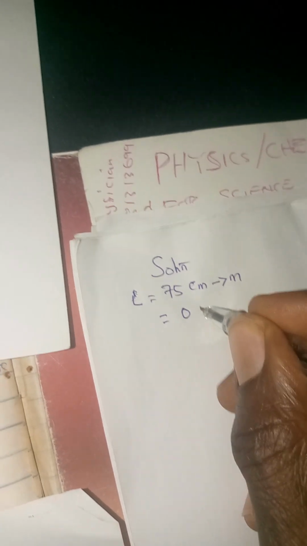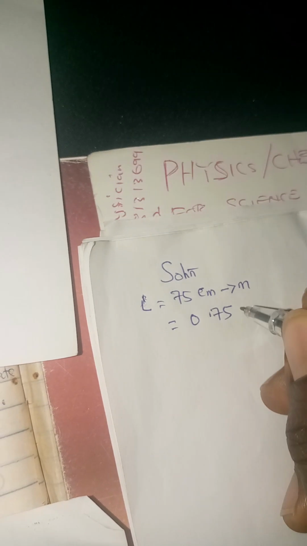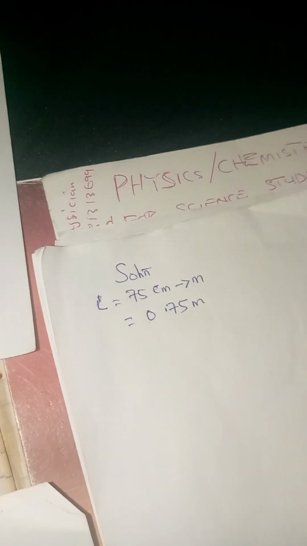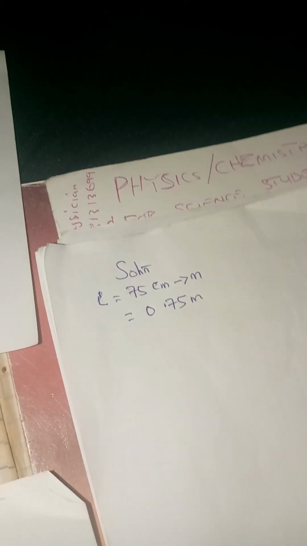When you do this, you divide 75 by 100, and you have 0.75 m. This has automatically made your answer 0.75 meter. So the next thing for you to do is to keep reading the question.